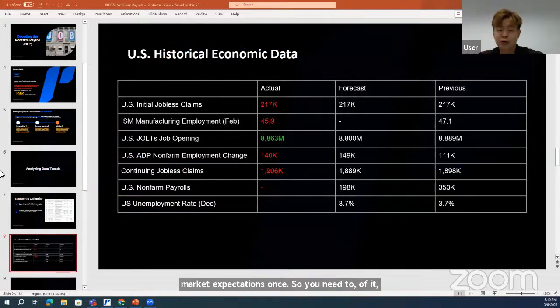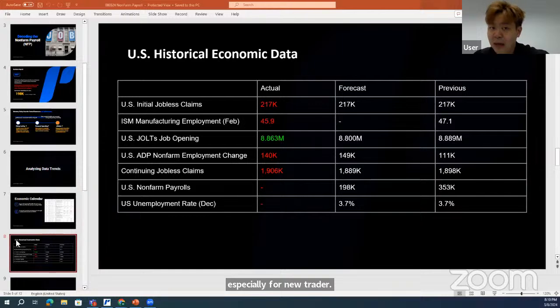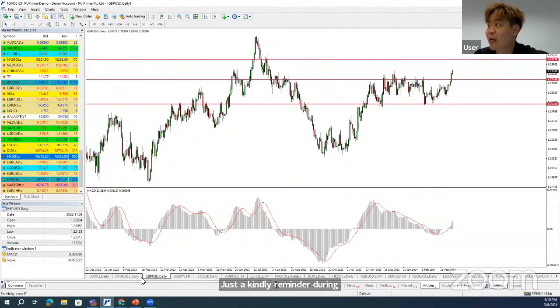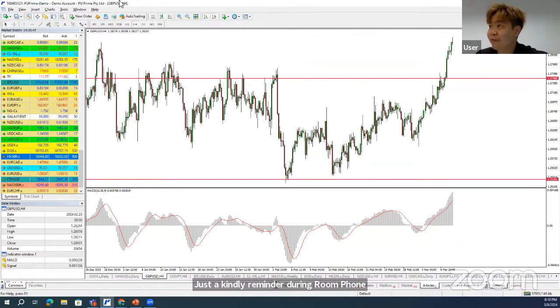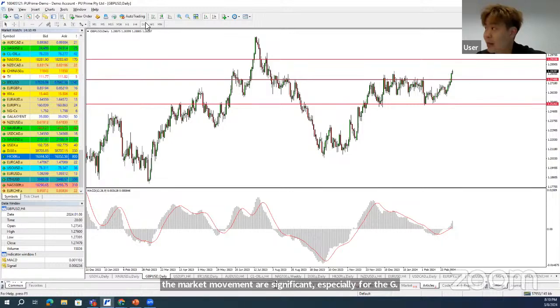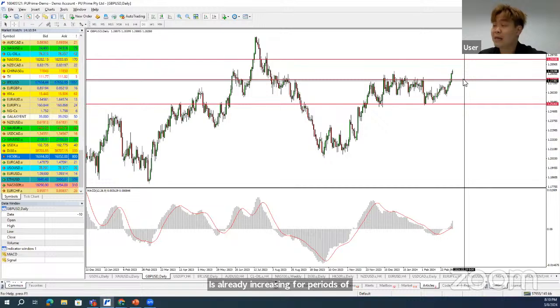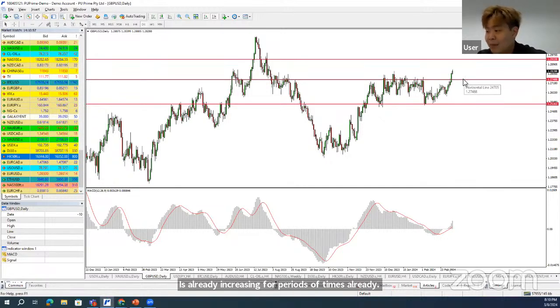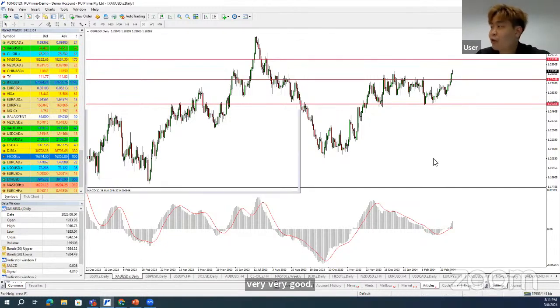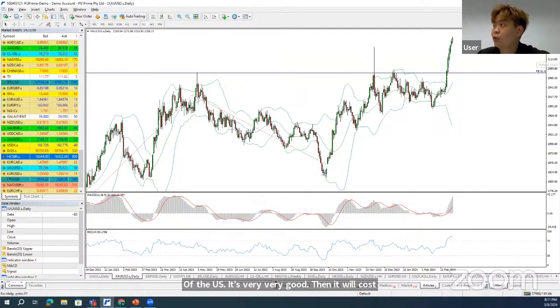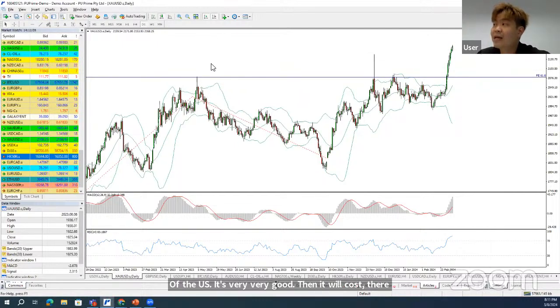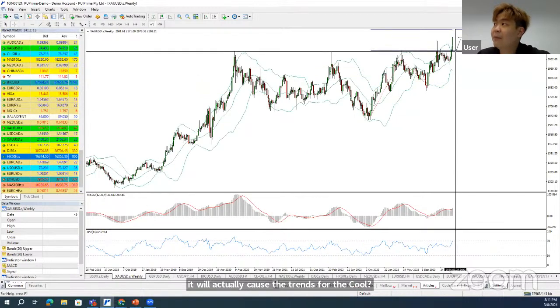Just a kindly reminder, during non-farm payroll the market movement is significant, especially for the gold market. You need to be extra careful compared with the normal trading hours. You need to focus on it because you can also notice on the gold market, it has already kept increasing for a period of time. Imagine if the NFP data is suddenly better than the market expectations, very, very good. If all of the US data is very, very good, then it will actually cause the trend for gold to drop back. Okay, because it has already increased a lot and broken out above the all-time high.